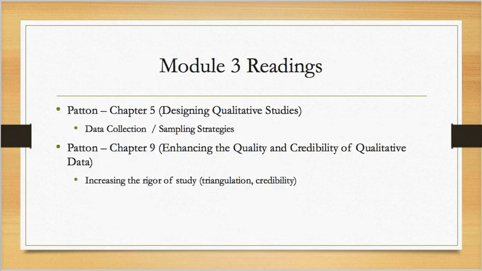The readings for Module 3 are extremely important for the signature assignment. For Module 3, we asked you to read Chapter 5 of the Patton book, which focuses on designing qualitative studies. There's a focus there on data collection and sampling strategies. Then Chapter 9 of the Patton book focuses on enhancing the quality and credibility of qualitative data. Here the focus is on increasing the rigor of the study through triangulation and credibility. Those two are really good chapters to review and also cite, I would say, for your signature assignment.